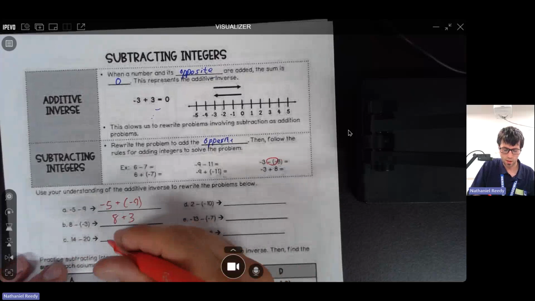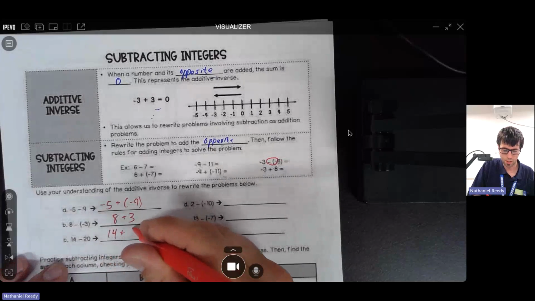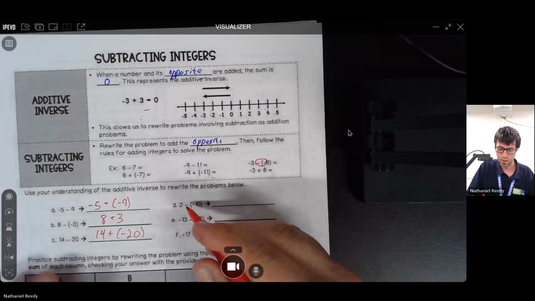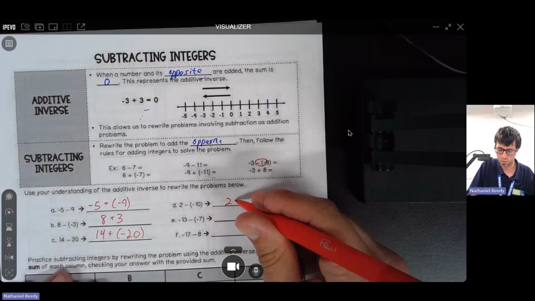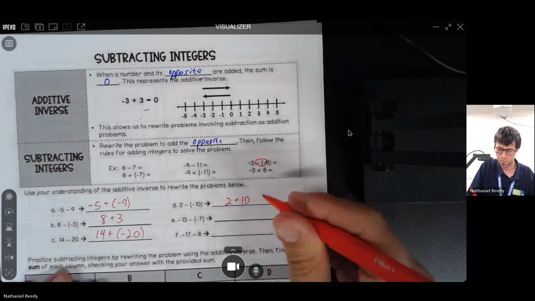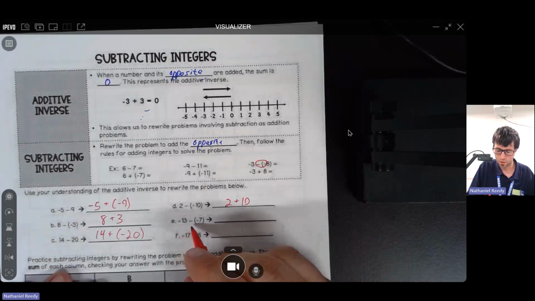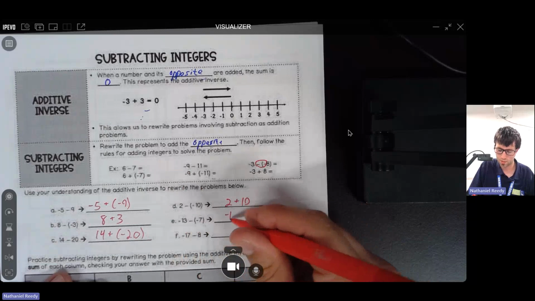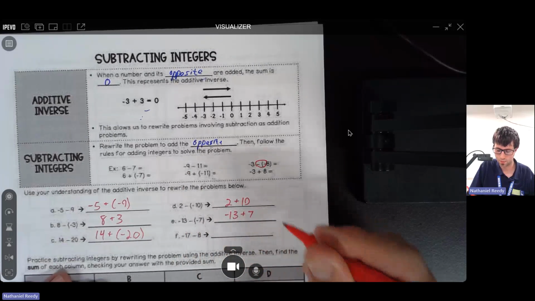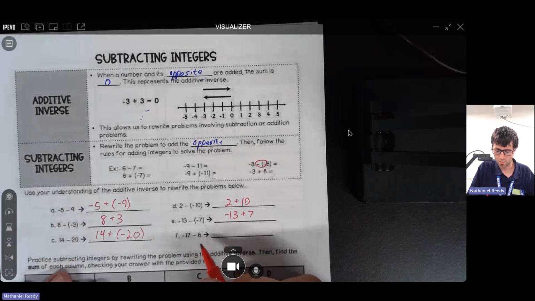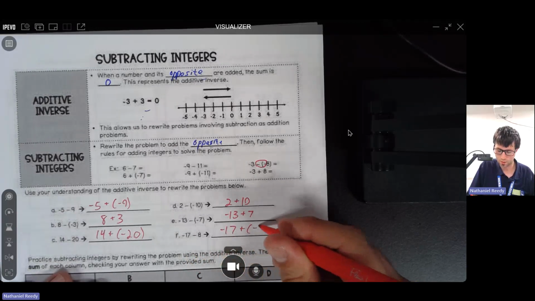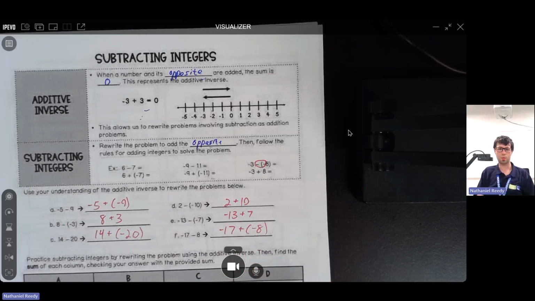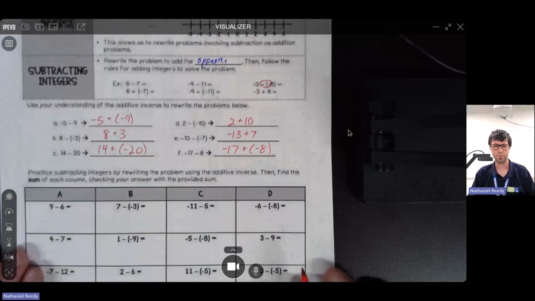14 minus 20 is the same as saying 14 plus a negative 20. 2 minus negative 10, subtracting a negative, becomes a positive. Negative 13 minus a negative 7 is the same as negative 13 plus 7. Negative 17 minus 8 is the same as saying negative 17 plus a negative 8. I'm not going to do the solutions to those problems, but feel free to on your own. I'm just showing you different ways of writing.